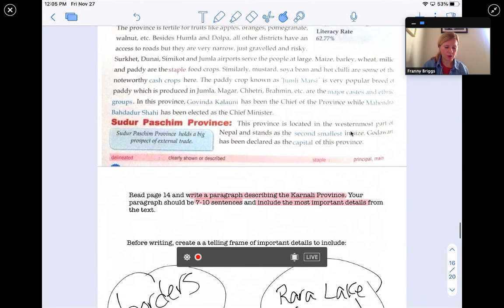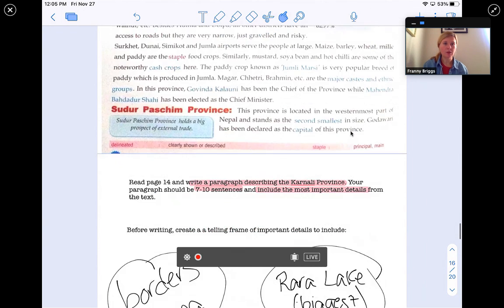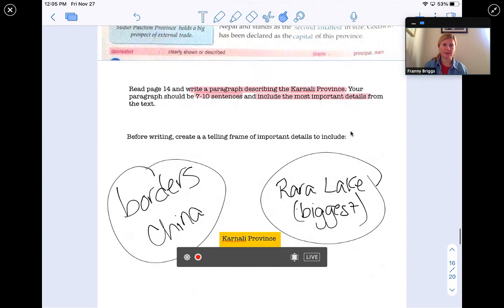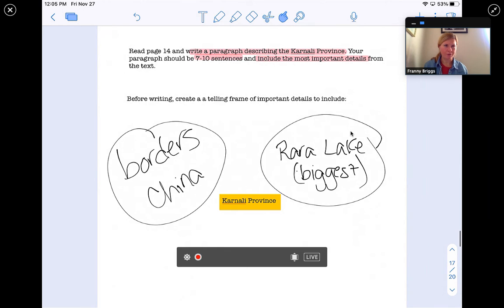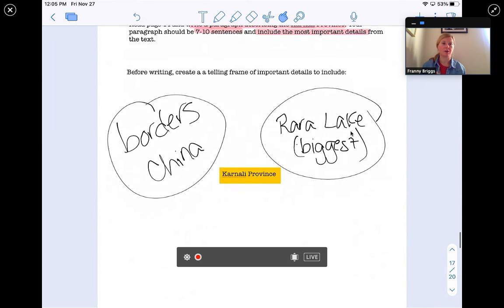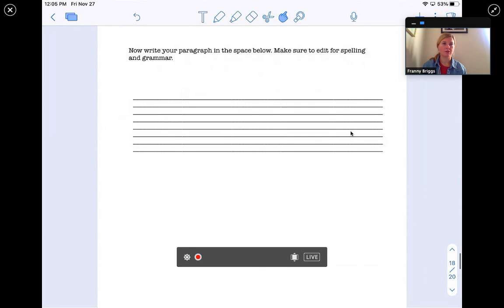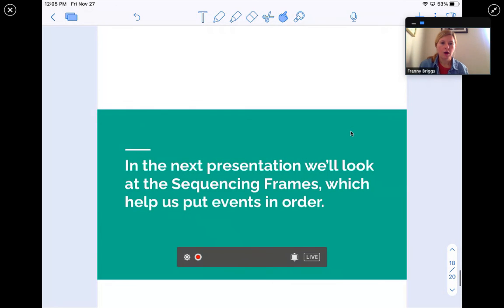Okay. So as a teacher, not only are you able to assess, do they know facts about the Karnali province, you're also able to assess how were they able to read and choose important details and organize their thoughts, which is a really, really important skill for our students to have. Okay.